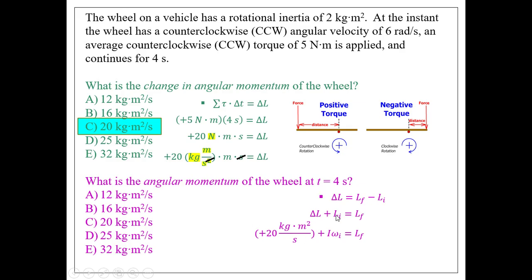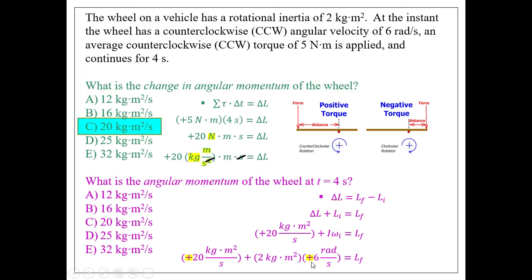And then what is LI? LI, by definition, is just the moment of inertia times the initial angular velocity. Here, moment of inertia is given as 2. And your omega I is spinning in the same direction as the torque, which is positive because it says counterclockwise. So here I highlighted a direction for you. We know that it's going to speed up because the torque is acting with the angular velocity, not against it. Speeding up would cause the angular momentum to increase. Okay, so here this is 20, and then plus 2 times 6.